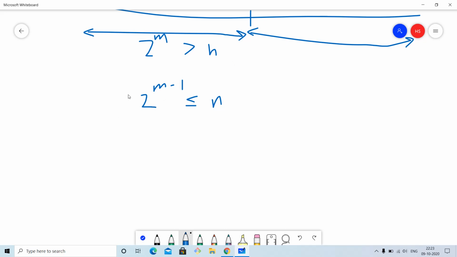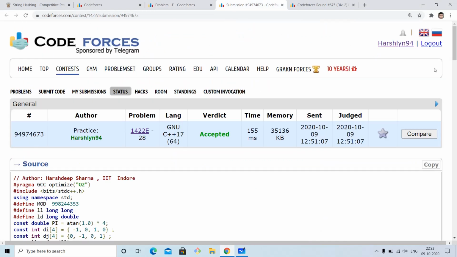So we will take this length 2 to the power m minus 1 when we compare for positions I and I plus 1. We will compare up to this length, and then we will drop to m minus 2 all the way to 2 to the power 0. We know that the summation of this will be around 2 to the power m, which will definitely be greater than n. So in this way, now let us look at the code to understand it a little bit better.